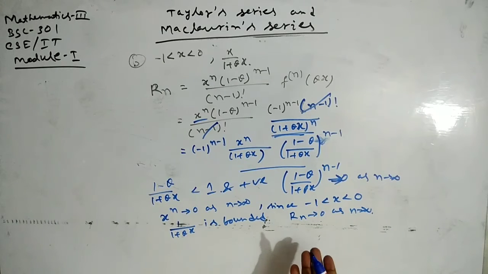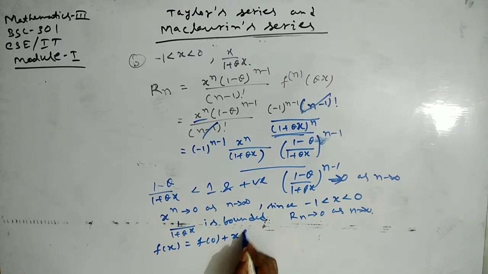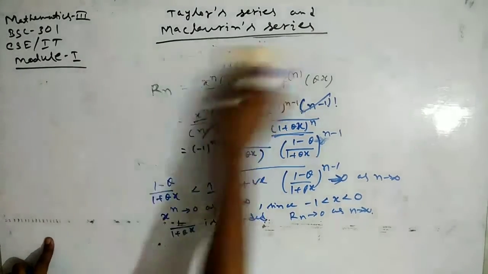Thus here the conditions of Maclaurin's infinite series are satisfied, and we can now write the Maclaurin infinite series, which is fx equal to f0 plus x. I write the upper portion.